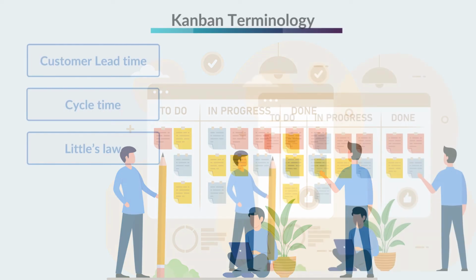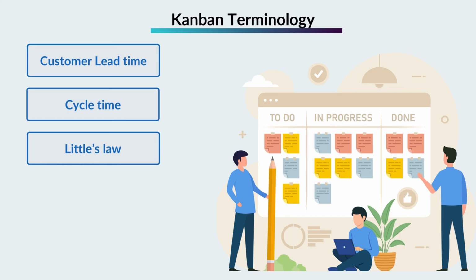Kanban terminology. The basic Kanban terminologies are as follows. Customer lead time. It is the time gap between receiving the request and delivering the same. In other words, the amount of time the customer has to wait between raising the request and getting the product delivered. As a part of continuous improvement, the team should always focus on reducing the lead time.